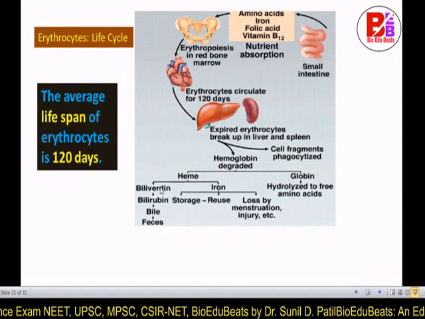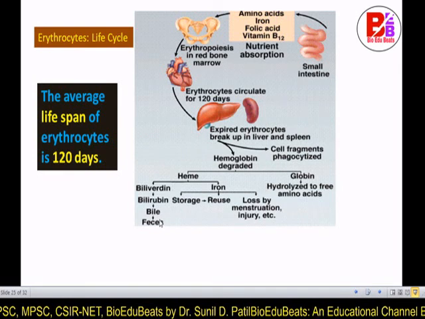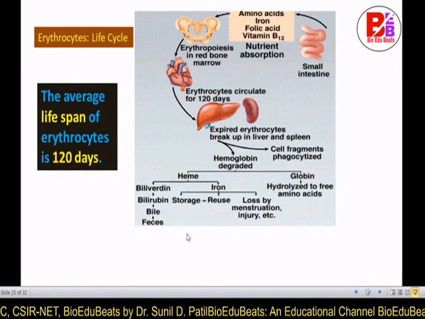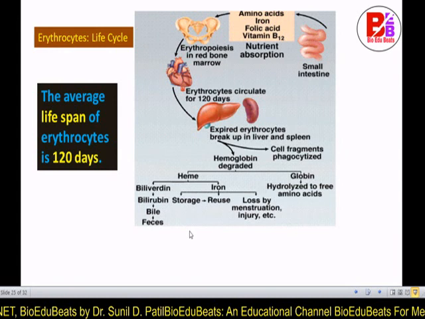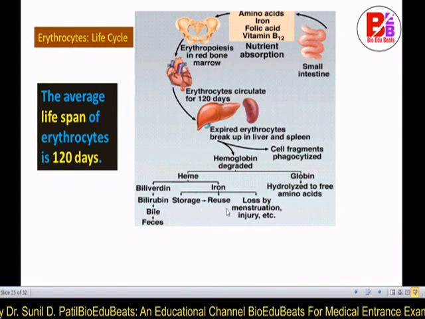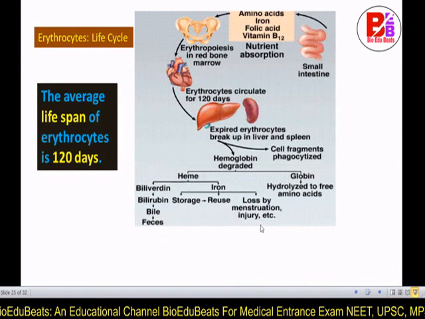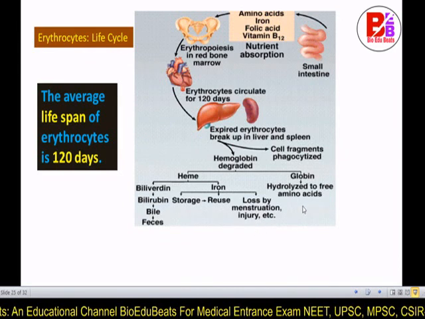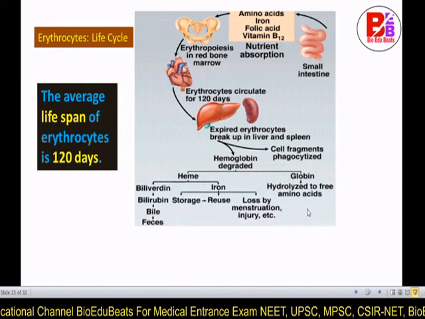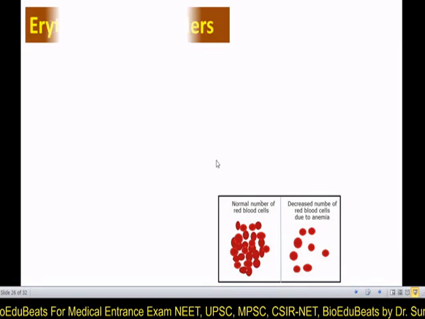The heme part gives biliverdin, which is then converted to bilirubin and bile, and goes to the fecal matter in the process of digestion. The iron is stored and reused, or lost through some injuries or in menstruation in women. The globin part is hydrolyzed to free amino acids. So in this way, there is the life cycle of erythrocytes.